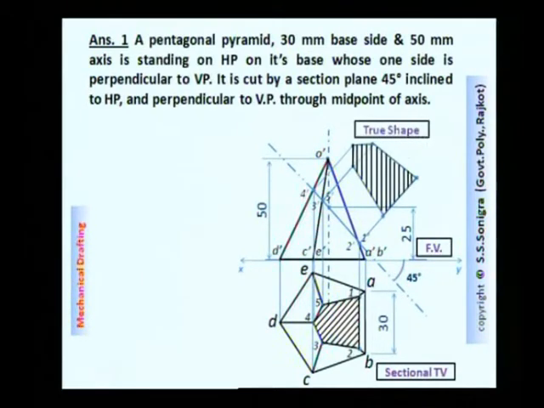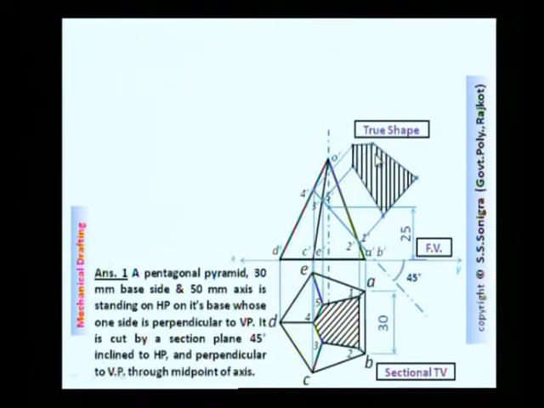And this shows the true shape of the section. So that is the second step: the sectional top view, front view, and true shape have been drawn. Now about its development. For that, take O dash as a center and O dash to D dash as a radius, and draw an arc like this, because O dash D dash represents the true length of its slant edge, as OD is parallel to the XY line.